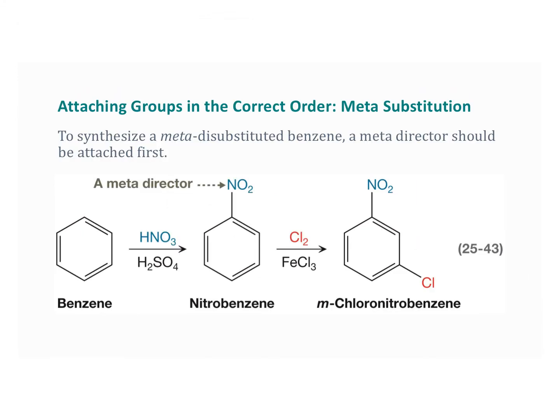However, if we carry out the nitration first, which is a meta-director, and then the Cl2 next, that will give us m-chloronitrobenzene, which is what we're trying to synthesize.